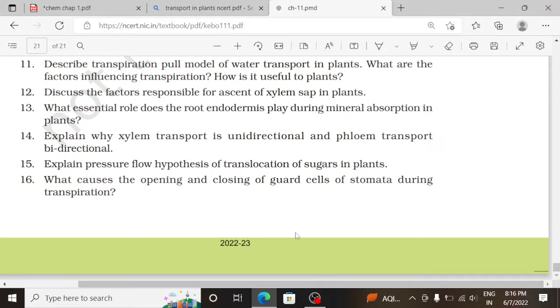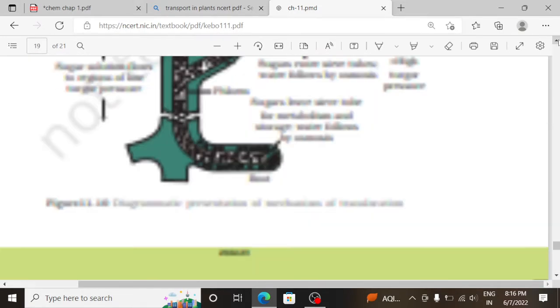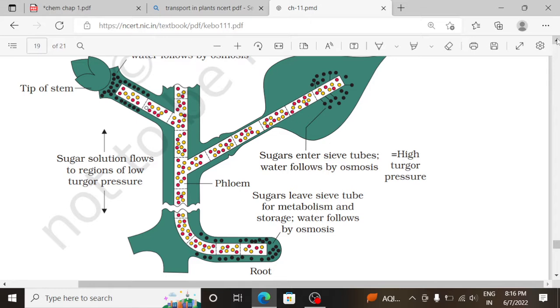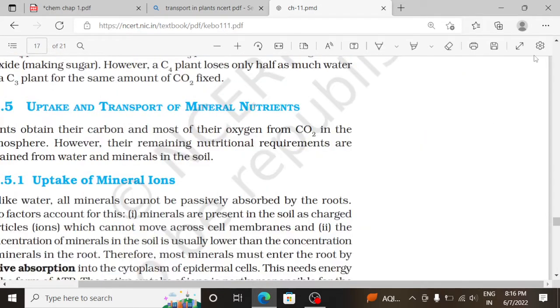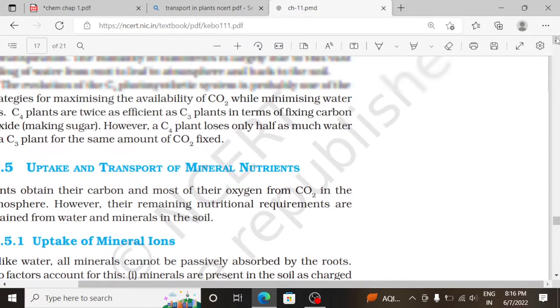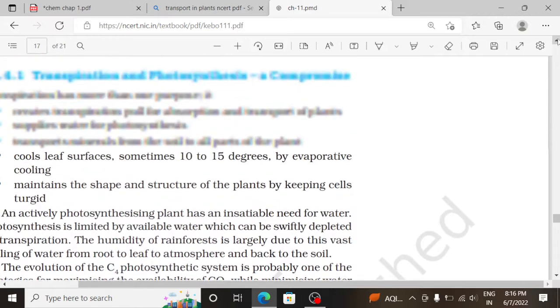Finally, we have come to the end of this lesson, and this was the first chapter of Unit 4, that is plant physiology. Today we have learnt about transportation, and the most important aspect of studying for this exam is solving MCQs.